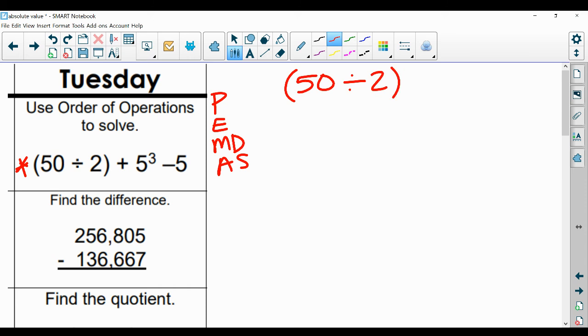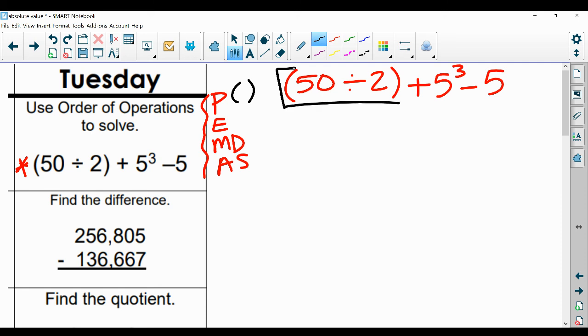So we have 50 divided by 2 plus 5 to the third power minus 5. And so our steps that we wrote over here to the side is like a checklist for us. Remember, P stands for parentheses. So we look at our problem and go, do I have any parentheses? And yes, I have parentheses. So I'm going to underline that portion. That's what I'm focused on. You can box it in if you want so that you're focused on that portion right there. And so we're going to use 50 divided by 2. Put 50 divided by 2 in your calculator. So go ahead and do that right now.